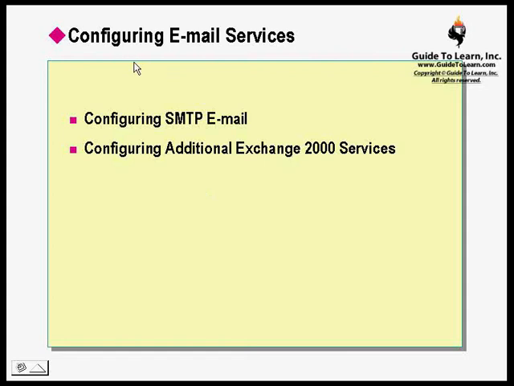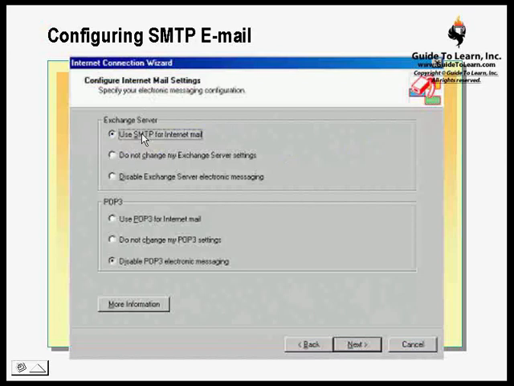Also, in order to configure email services, you need to configure SMTP. SMTP is a protocol which allows you to send mail out, simple mail transport protocol. So SMTP allows you to use SMTP for internet mail, or you could just say don't change my setting or disable Exchange server messaging. In other words, if you want to have mail capability, you have to enable SMTP. POP3 is another protocol in order to receive mail. So SMTP is for sending, POP3 is for receiving, okay? We have a POP3.